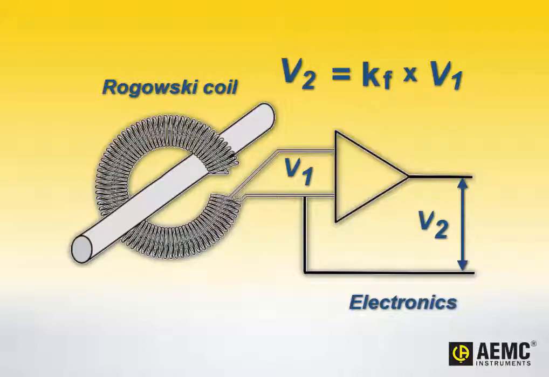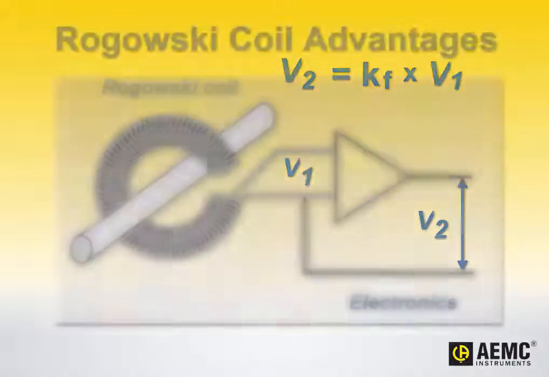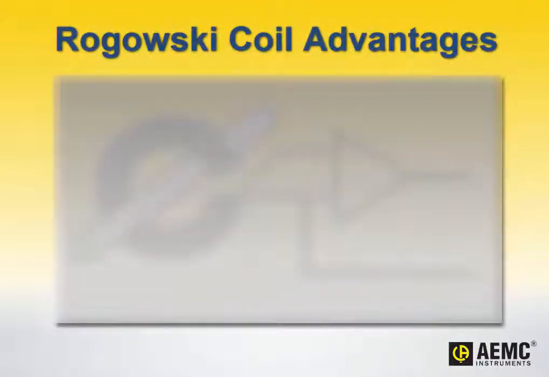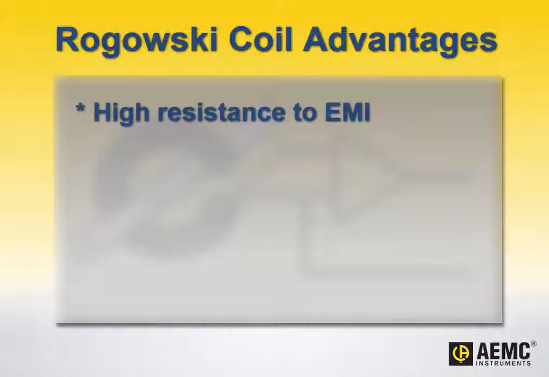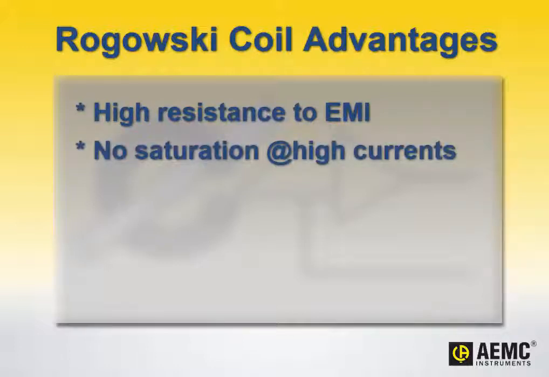For example, the probe can be connected to a digital multimeter or other measurement instrument to calculate and display the current reading based on the input voltage and scale factor. Rogowski coils offer several advantages over other probe types such as ion core, Hall effect, and flux gate. For example, they provide high resistance to electromagnetic interference, and there is no saturation when measuring high currents, ensuring the probes are subject to very little heating.